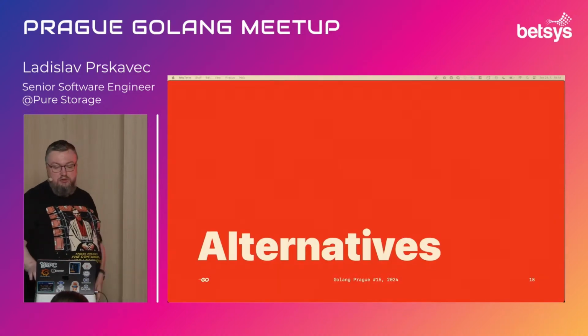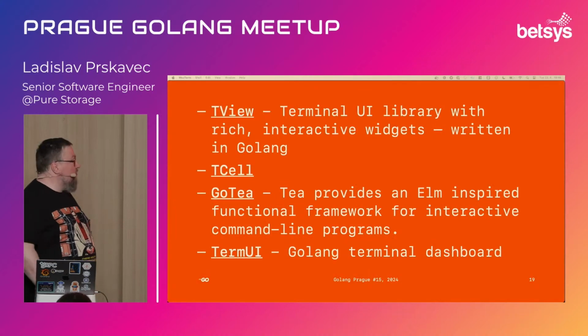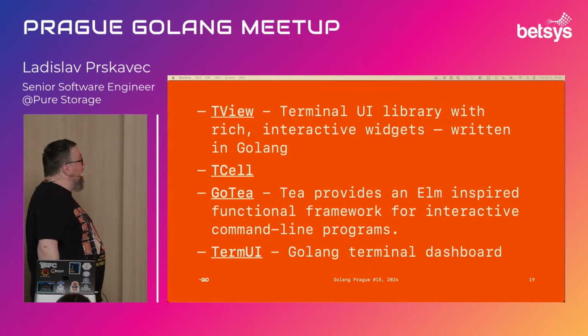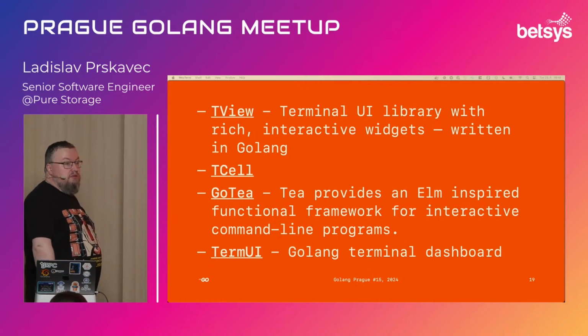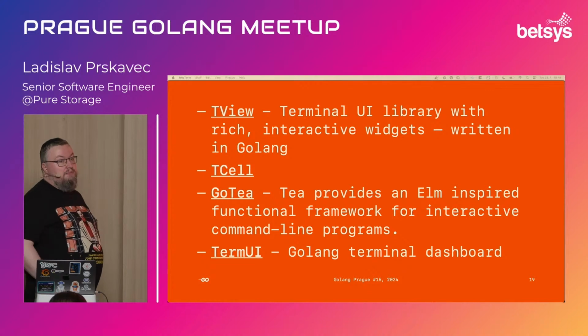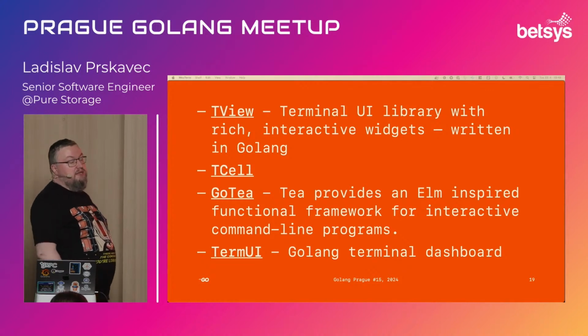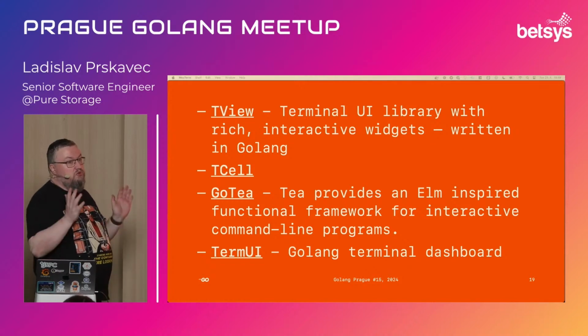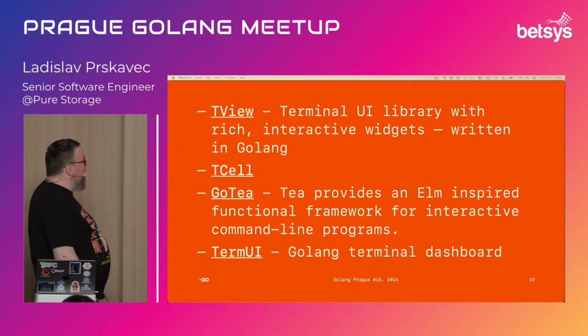Alternatives. Bubble Tea is not the only library that you can use for Go and terminal UI. I found a few of them. One is tview, tcell. The Go tcell was quite an inspiration for this. It's by TJ Holowaychuk. Maybe you know him. He created quite many applications in Node.js, and he switched to Go and created plenty of things in Go. I'm not sure if he's doing anything now, but it's a long abandoned library, but it was super good.